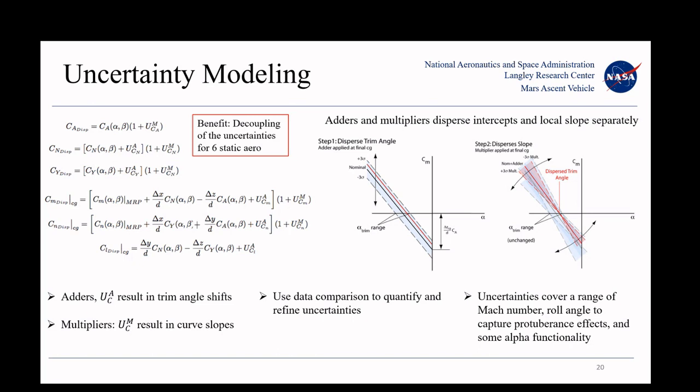And for this study, we are requantifying adders and multipliers so that the uncertainties can cover a range of Mach number, roll angles, and protuberance effects, so geometry effects. As you can see, that is also important. We also have some alpha functionalities. Higher angles of attack tend to have different adders and multipliers than lower angles of attack.